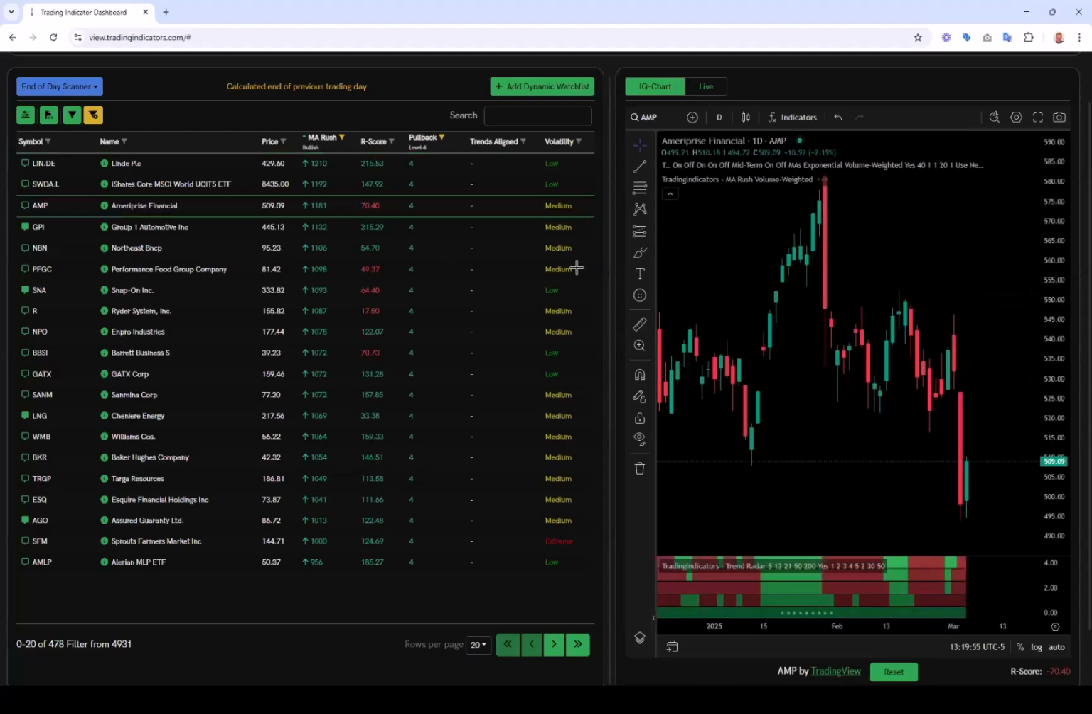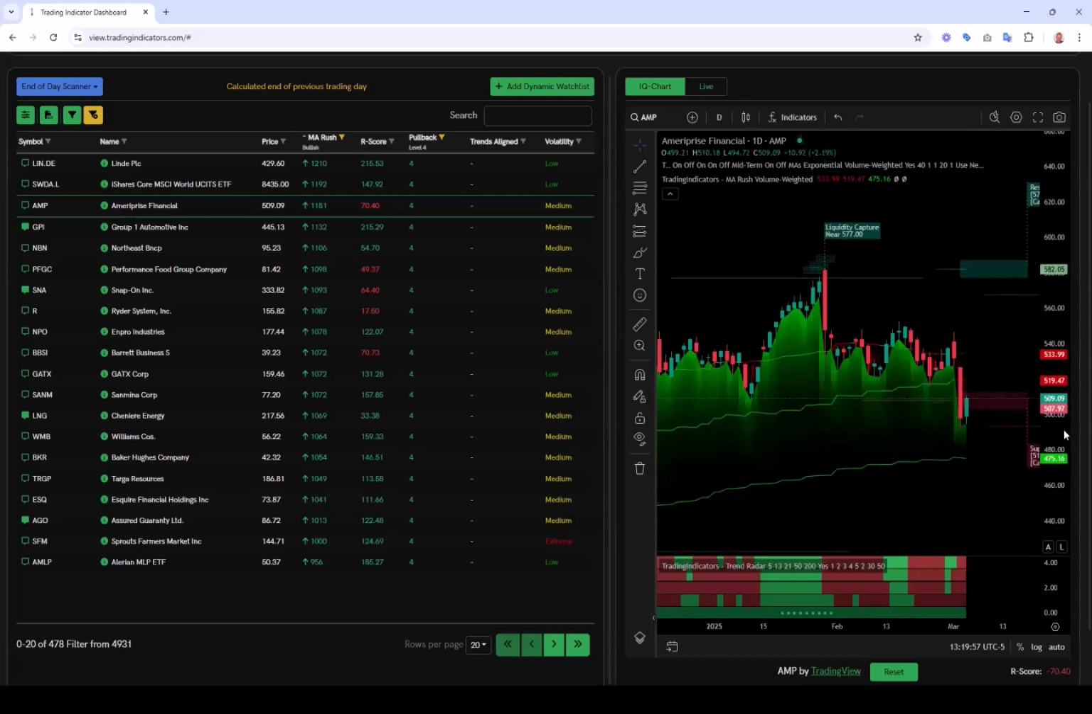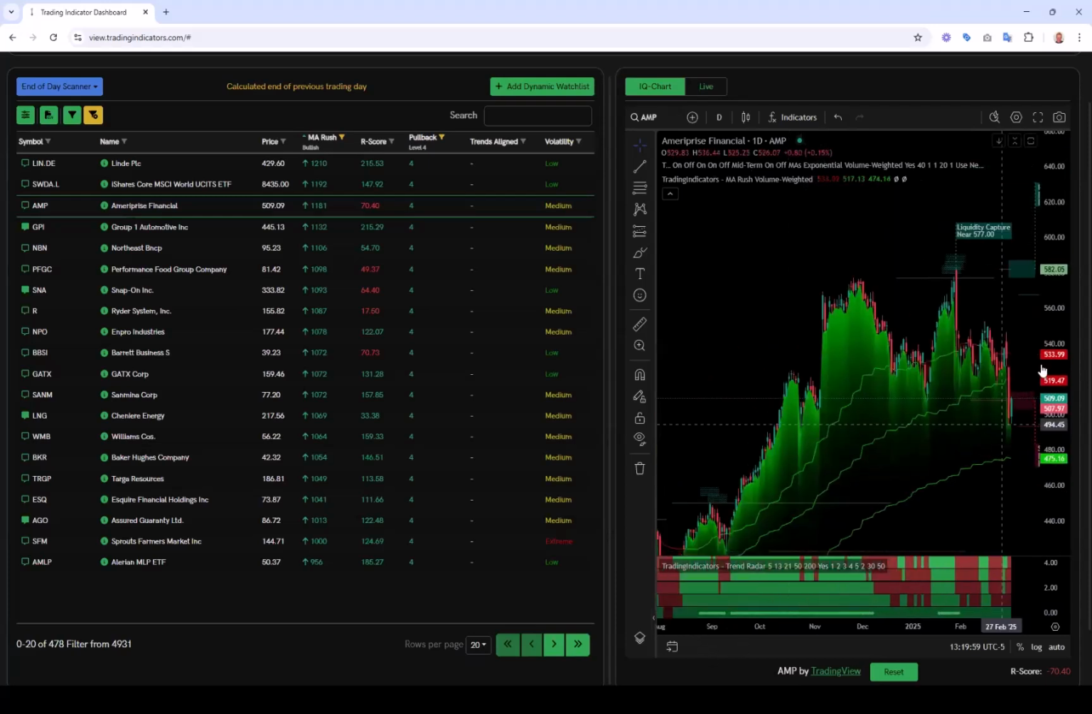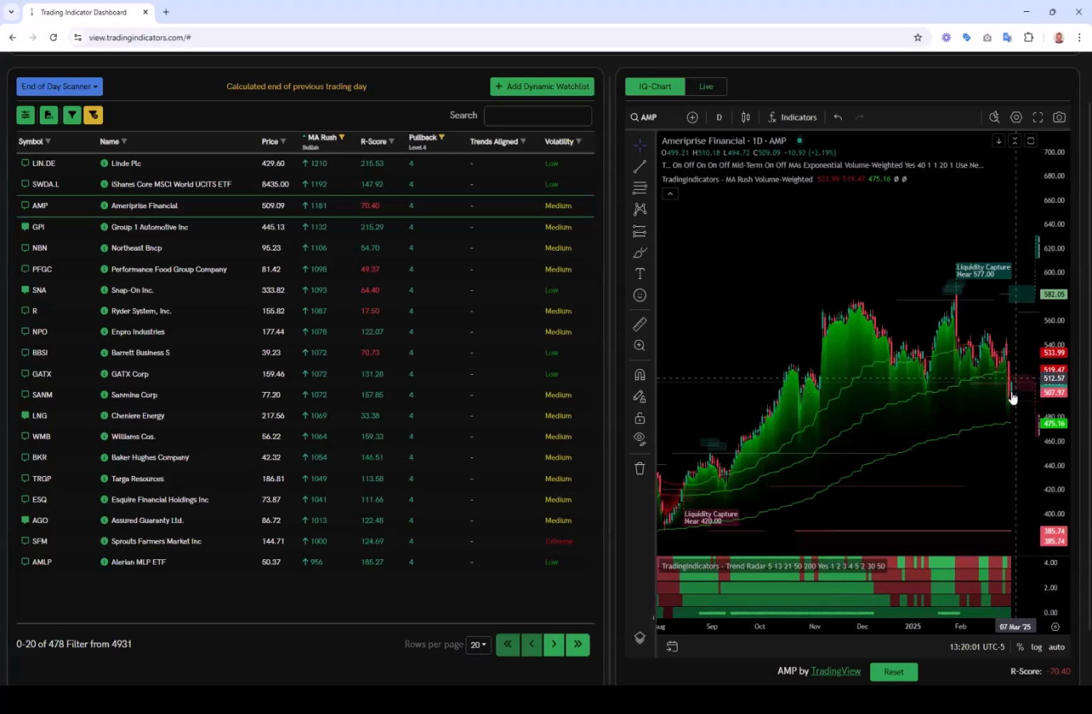Or AMP, Ameriprise Financial. Similar, long-term bullish for a long time, but recently we had a nice pullback. Maybe a good idea to enter into this long trade. This is what you can get from this column here. And two more, we have trends aligned and volatility. So this one here, trends aligned.